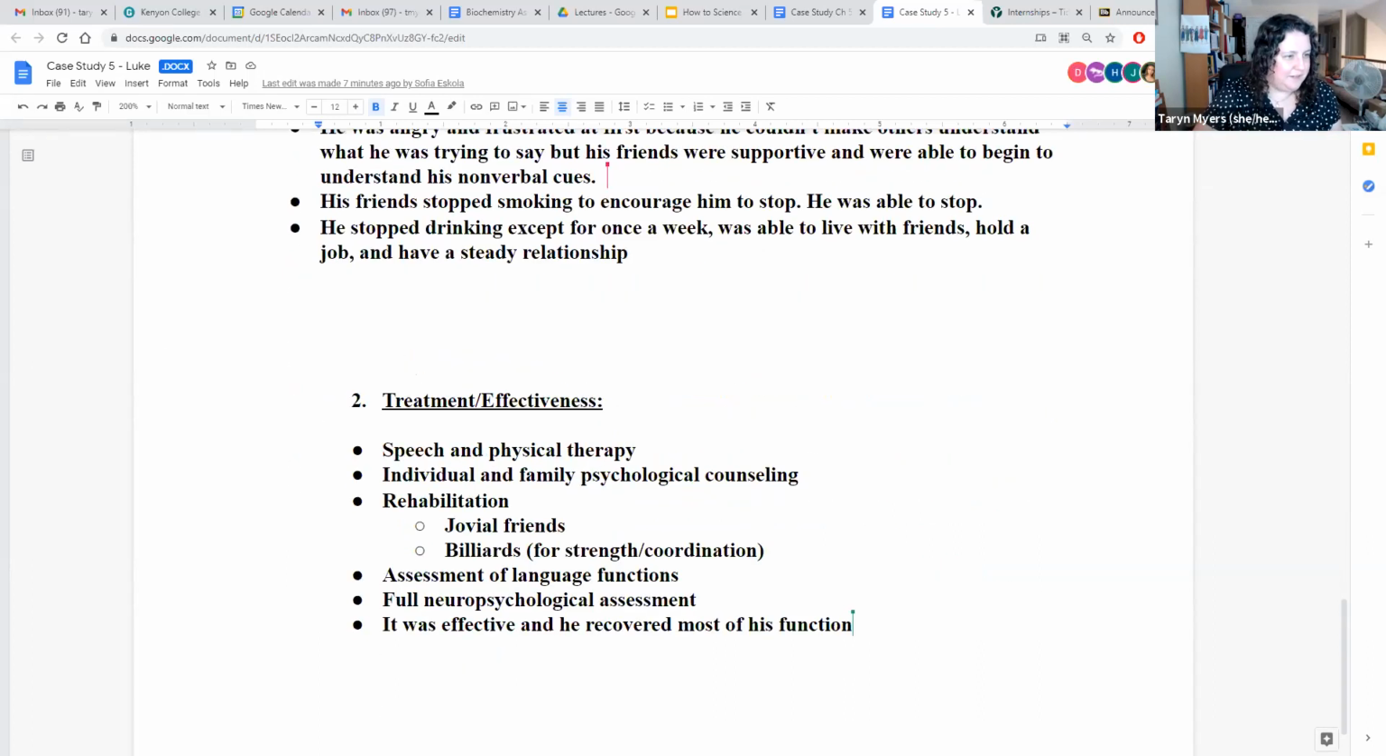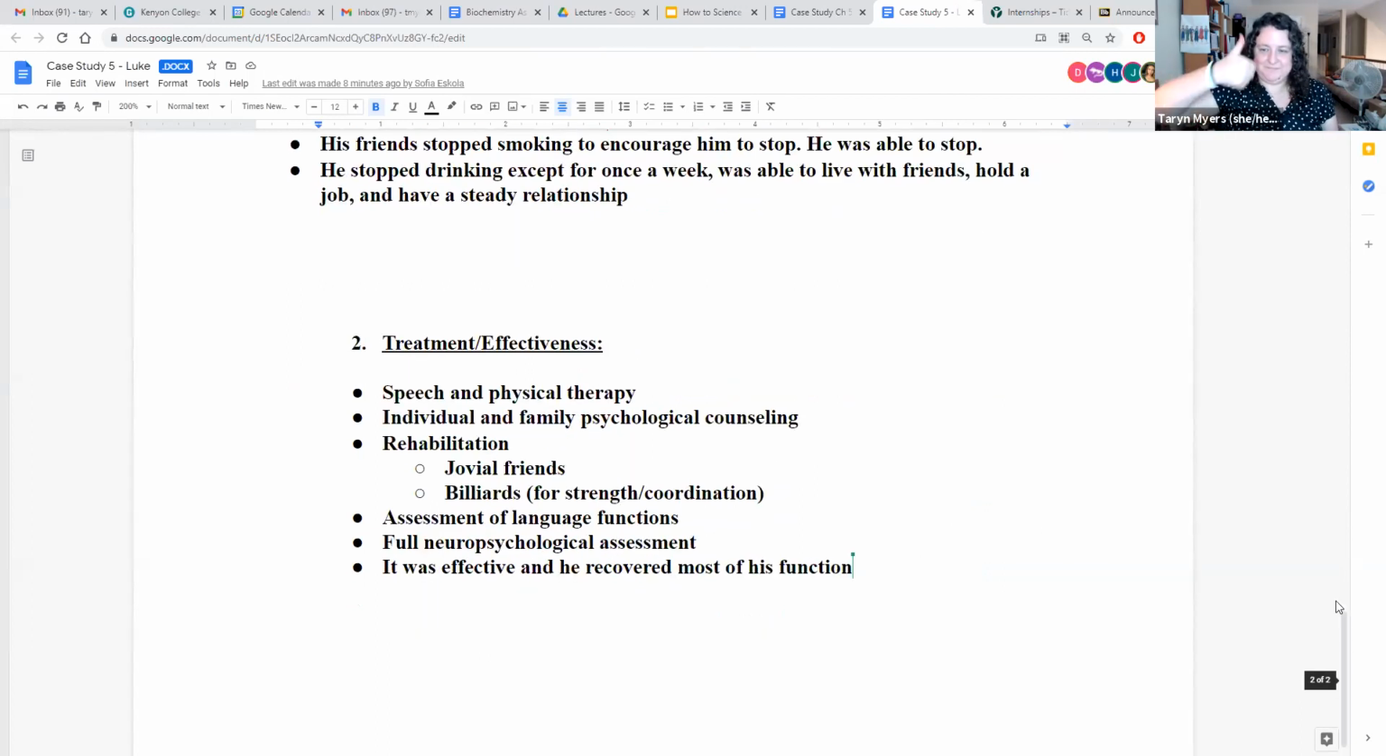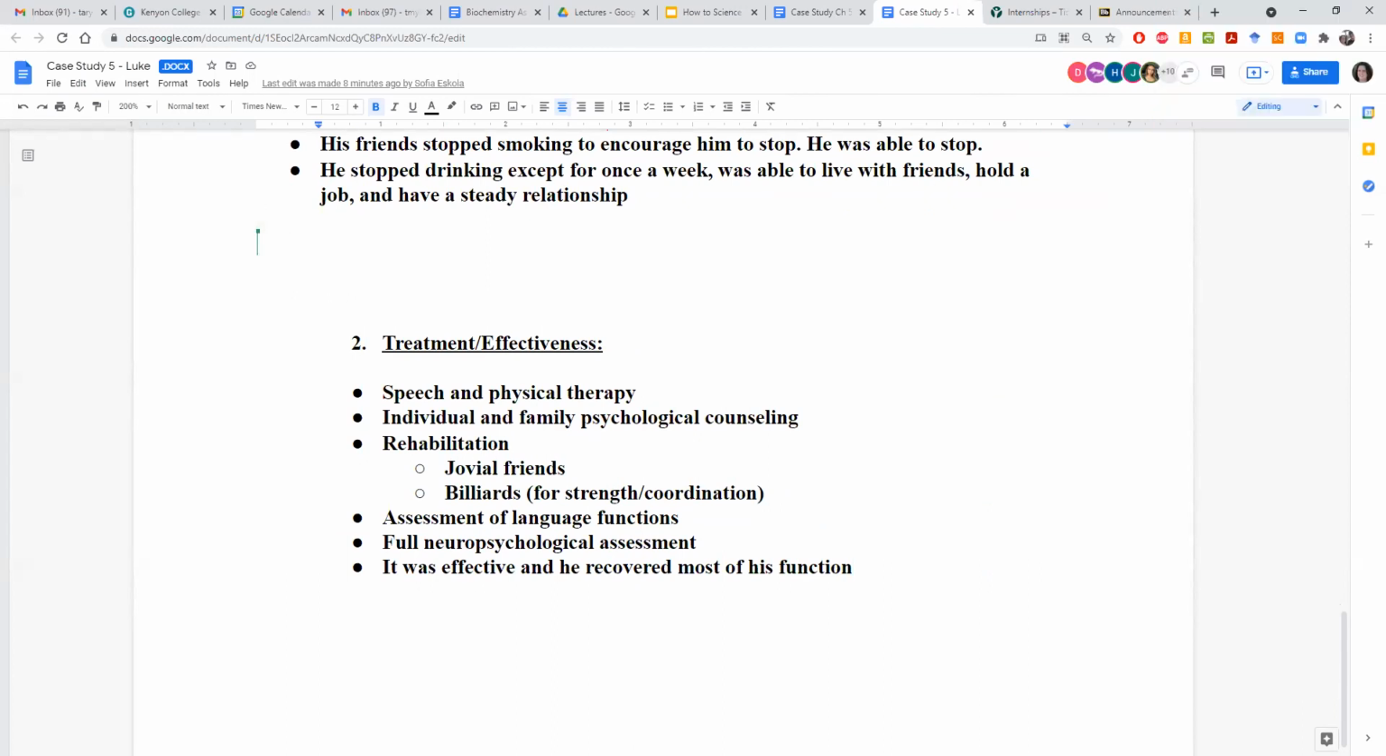Alrighty, so now group 5, Hannah, Lola, and Reed, go ahead and tell us about the treatment and the effectiveness. Can you guys hear me okay? Okay, I clicked a different button than I usually do. Okay, so yeah, he went to speech and physical therapy. He had individual and family psychological counseling. These were effective, sorry.